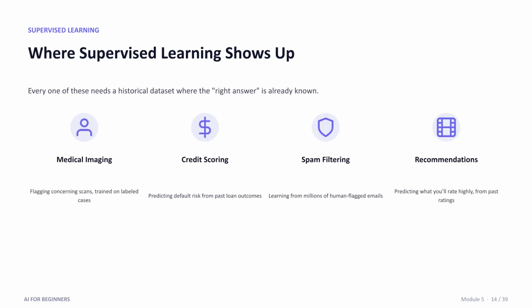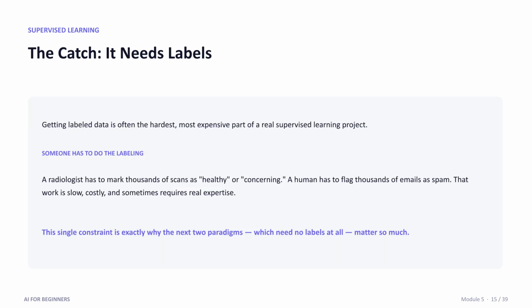We see supervised learning everywhere: in medical imaging, credit scoring, spam filters, and recommendation engines. In all these cases, success relies on having a high-quality, historically labeled dataset. However, the big catch is that creating these labels is often slow, expensive, and requires expert human input. This limitation is exactly why the other learning paradigms, which don't require labels, are so incredibly important.